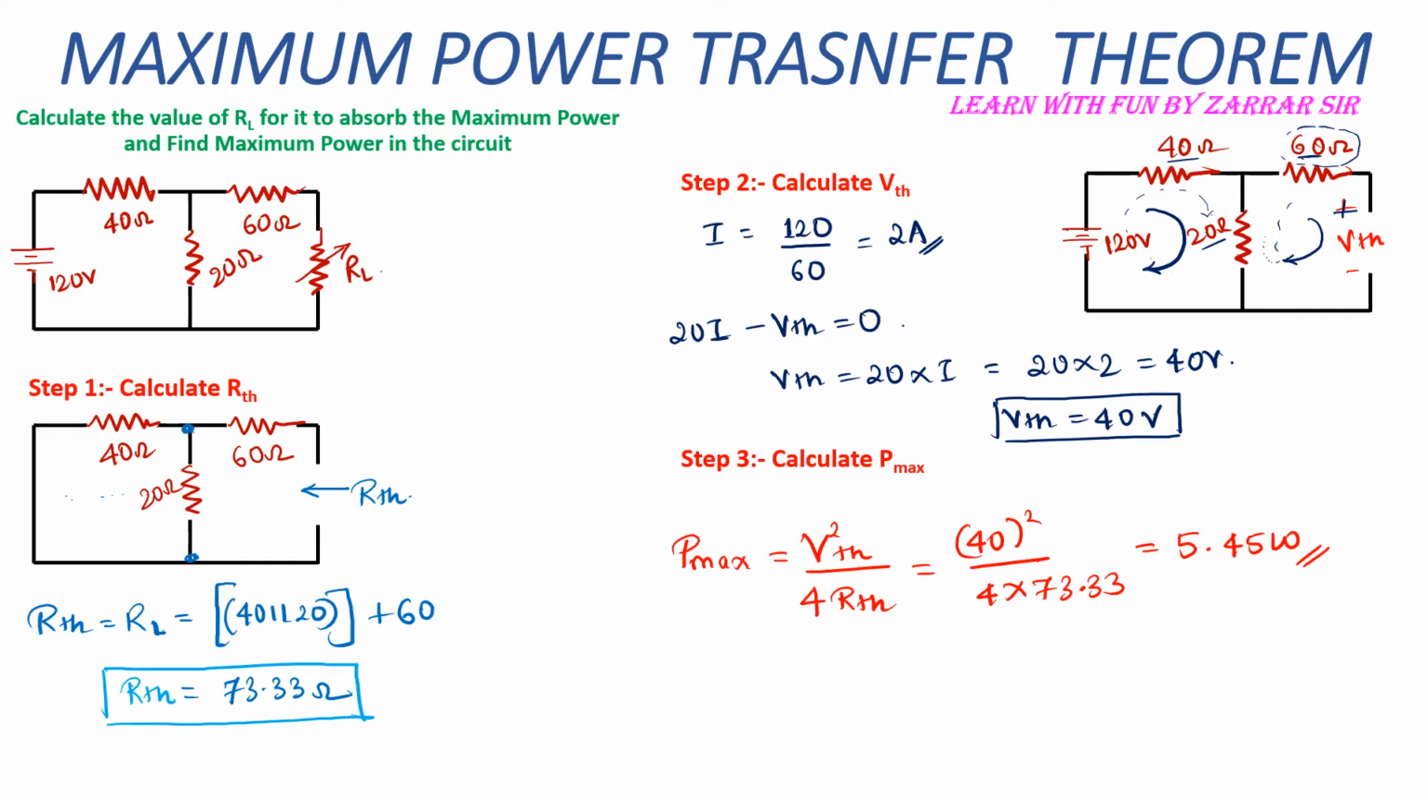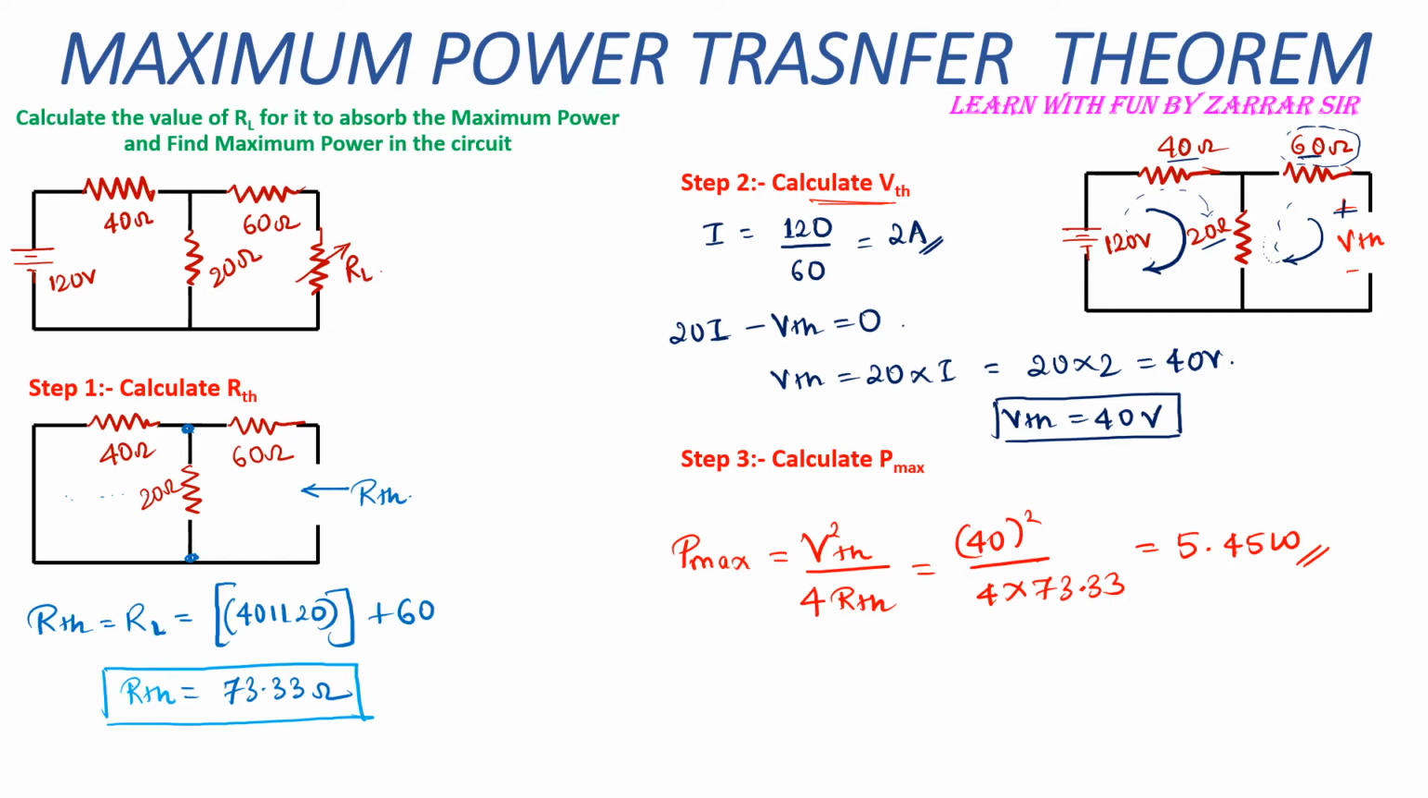So there are only three steps. The first step is calculation of Rth. The next step is calculation of Vth. Please make sure that while calculating Vth there is only one loop, so I have directly written I is equal to V by R. If there is more than one loop, then you have to apply KVL, calculate the individual currents, and then apply KVL again, and after that you will find Vth.